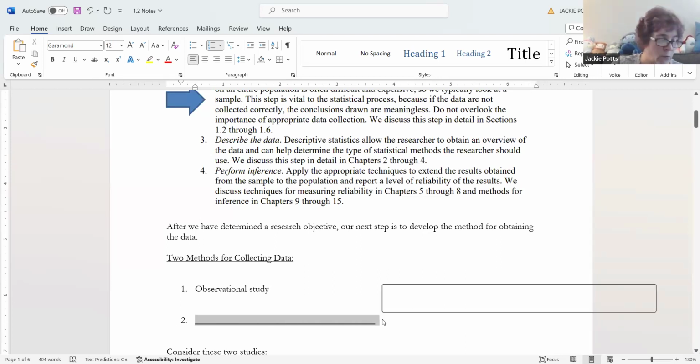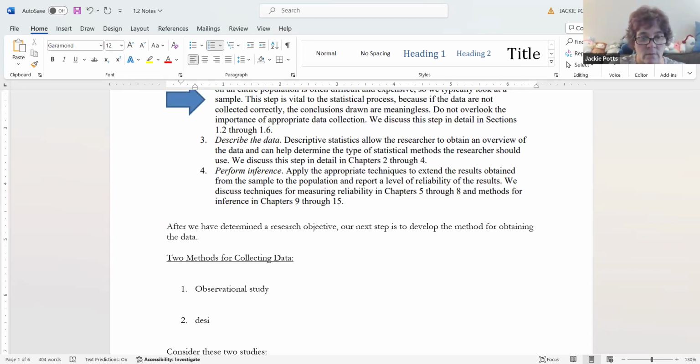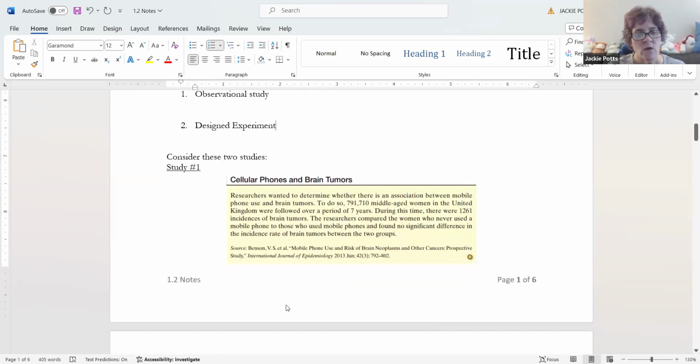The other form is a designed experiment. That is when we go through and we hold certain variables steady, but we tweak one variable to try to influence the outcome or the results. So observational, no tweaking, no interference. We just observe what happens. Designed experiment, we tweak. All right. So let's look.